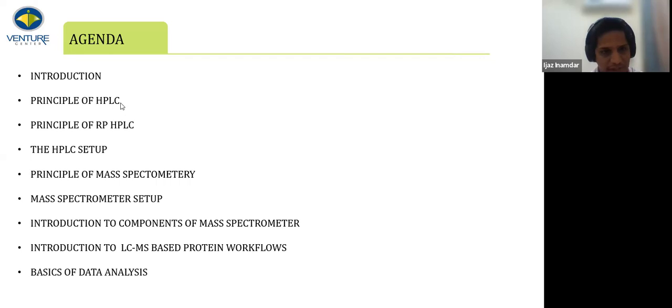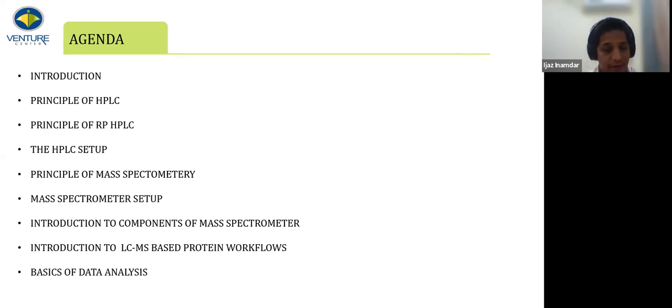We'll look at the principle of HPLC, which comes in various flavors. You have a lot of variety in HPLC. Today we are going to focus on one of the most primarily used HPLC techniques coupled to mass spec, which is reverse phase HPLC. We are going to look at the HPLC setup, how it looks and what modules are involved, and similarly at the mass spec: the principle of mass spectrometry and the setup of the mass spectrometer.